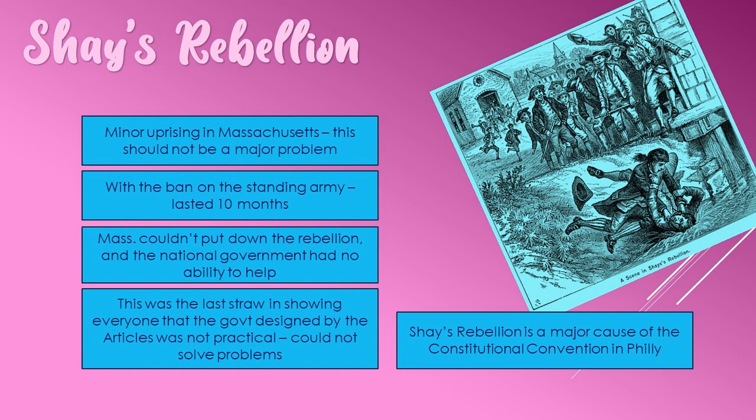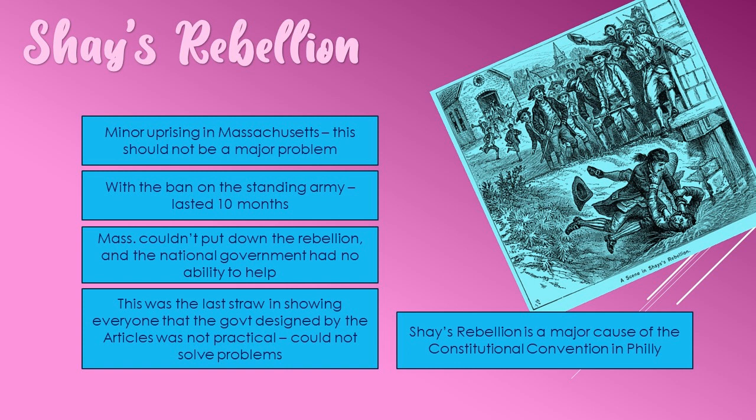So outside of the Articles itself, there is this one issue that pops up in Massachusetts. I'm sure you had to learn about it in history class. We don't really care about the details here. What happens is there's an uprising that should be a minor problem. This is in Massachusetts. These guys, they're mad about something. They take over different government buildings in town.